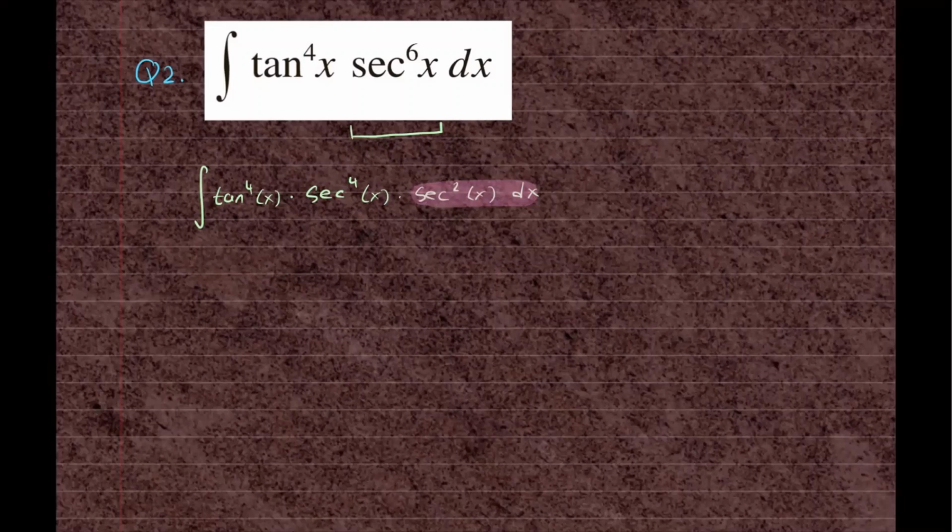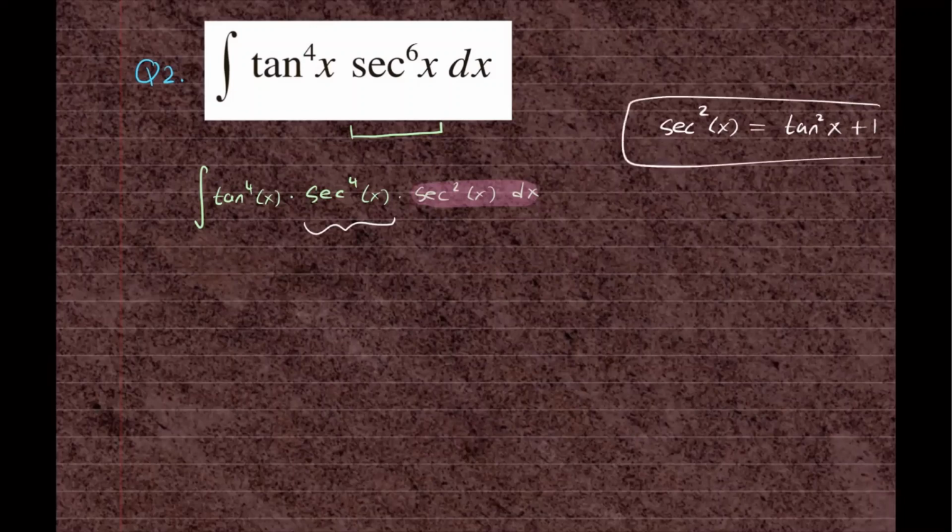So the only thing now we need to do is to modify this piece right here. I want to rewrite that in terms of tangent so that everything can be replaced in terms of tangent, and you reserve secant squared x dx for the derivative of u. So I'm going to rewrite it this way. So we know secant squared of x is equal to tangent squared of x plus 1.